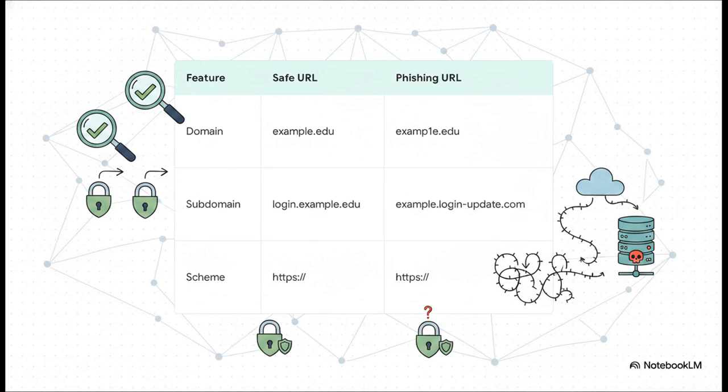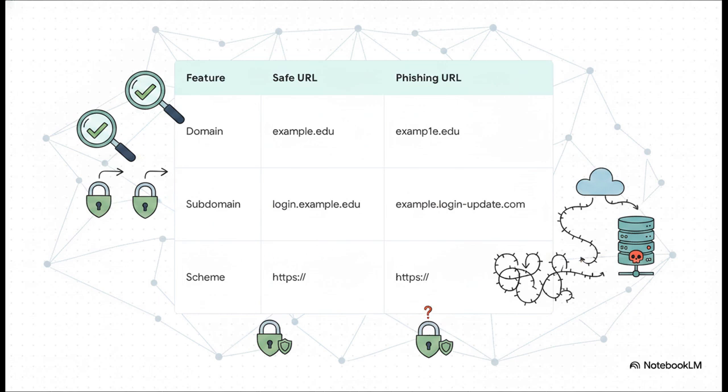example.login.update.com. At a quick glance, you see the words example and login, and you might just trust it. But because you understand URL anatomy now, you know you have to look right before the .com to find the true domain. In this case, the true domain is login update, which is a totally different and likely malicious server. And again, notice both of these use HTTPS. That little padlock icon does not mean the site is safe from phishing, it just means the thief is operating over an encrypted channel.